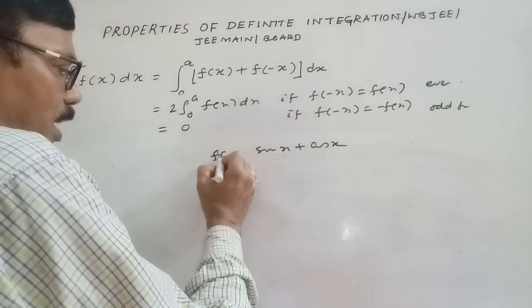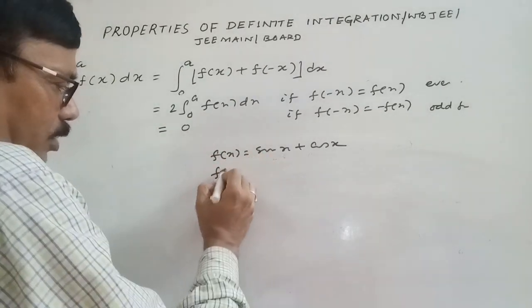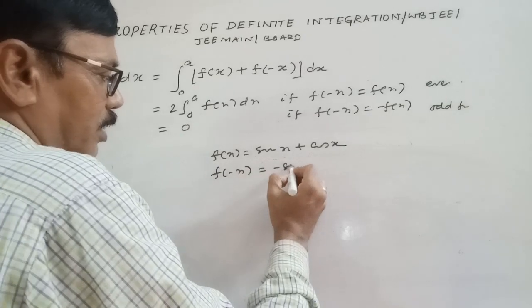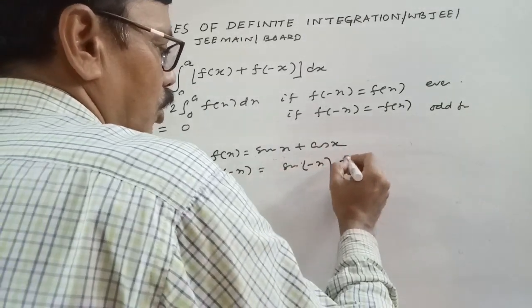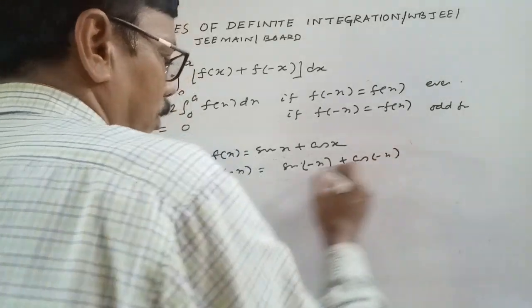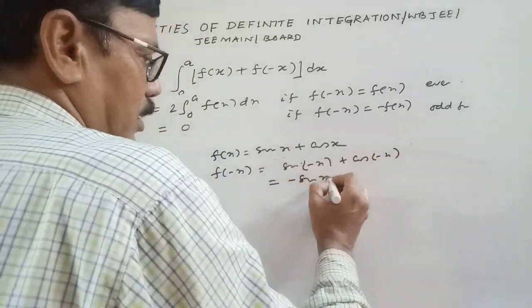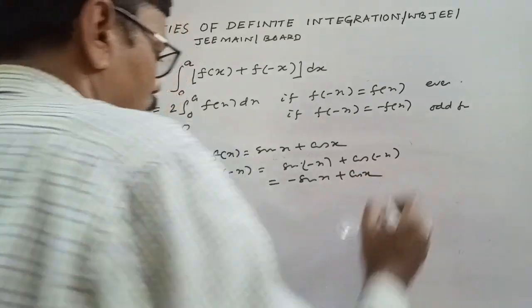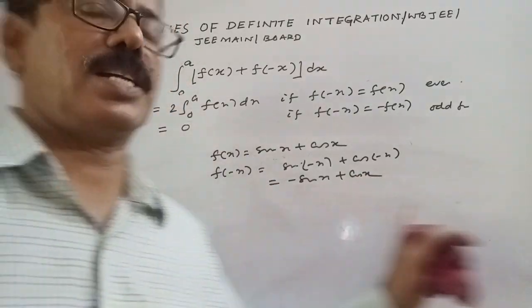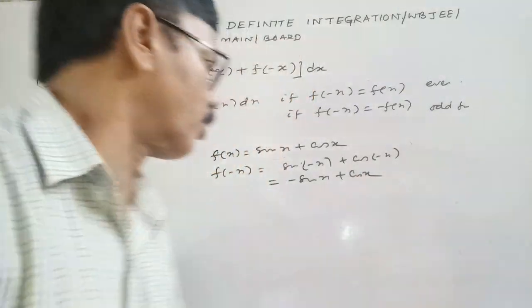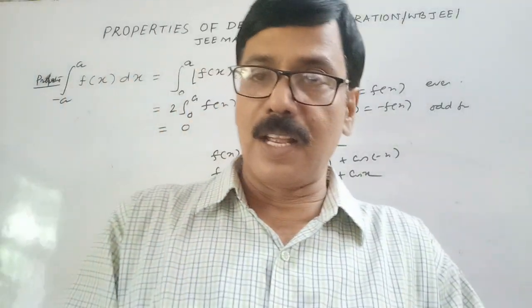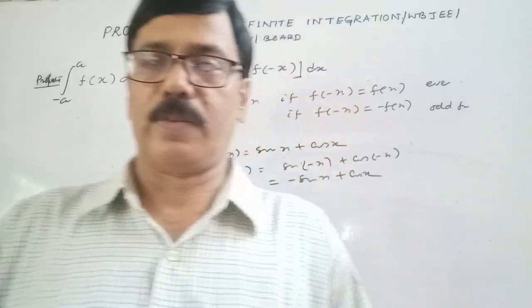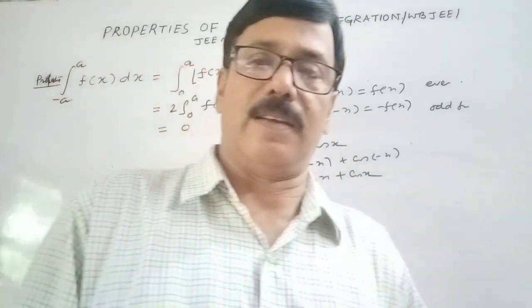So what is f of minus x? Minus sin x. Sin of minus x, cos of minus x. So minus sin x plus cos x. Look, you cannot write it as f(x) or minus f(x). So this is neither even nor odd. So a function may be even or odd or none.